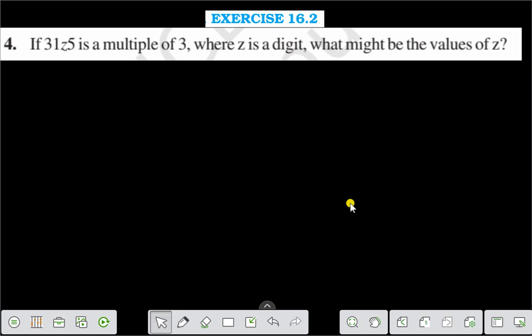Hello everyone. Today we shall discuss exercise 16.2 question number 4. Question number 4 is: if 31z5 is a multiple of 3, where z is a digit, what might be the values of z? Let us solve.